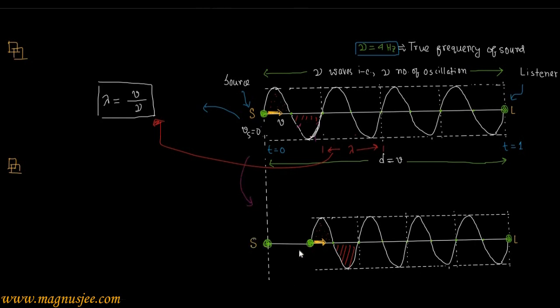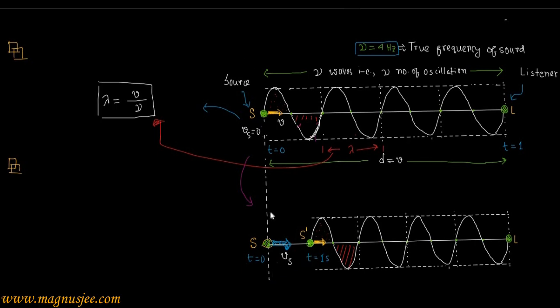Now in the second case, source of sound S moves from S to S prime in the interval of time 1 second. Now the source of sound is not stationary. Source of sound moves with velocity Vs. Vs is the velocity with which source of sound travels from S to S prime in the interval of time 1 second. At S, t equals 0, and at S prime, t equals 1 second. That's why source of sound travels from S to S prime in time 1 second.